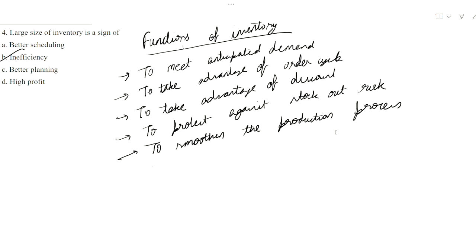So if we have a large size of inventory, that means our production process is not smooth, or we have comparatively less demand.